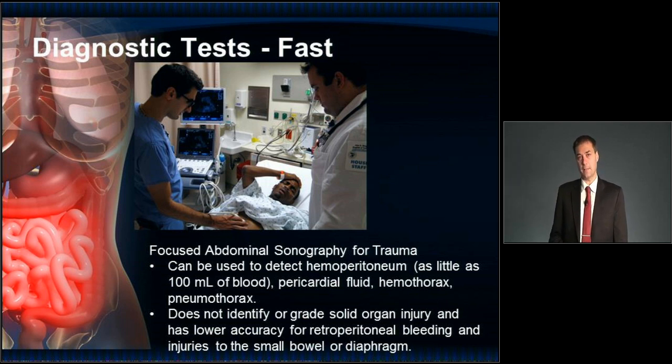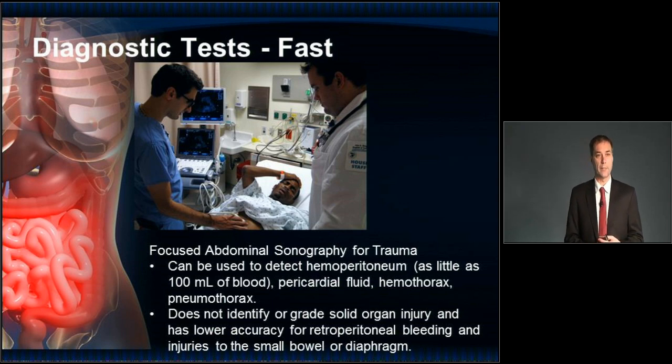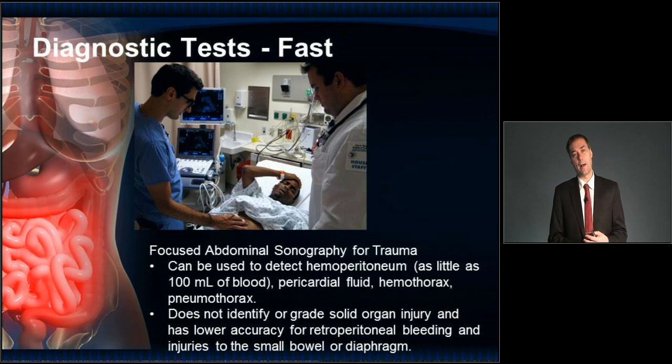Note that a FAST exam is not useful in identifying or grading solid organ injuries, so it's not going to help with splenic ruptures and liver trauma and so on. It also has very low accuracy for retroperitoneal bleeding, like pancreatic bleeding or duodenal bleeding. And injuries to the small bowel and diaphragm are not easily recognized using a FAST exam. So FASTs have limitations, but they are good for blood in the peritoneum, for hemothorax, pneumothorax, and pericardial fluid.